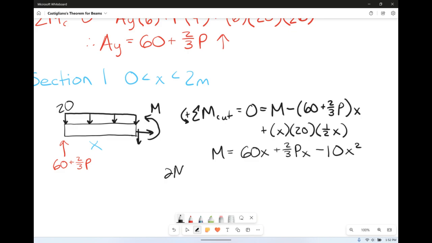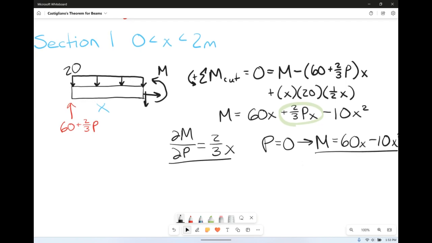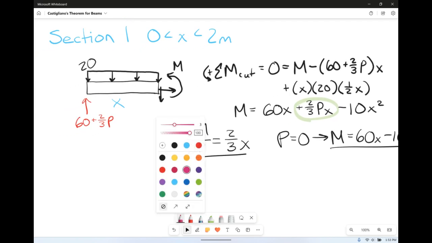So del M, del P, you've got one P term right there. So we're going to get 2/3 of X for del M del P. If we set P equal to 0 and solve for M, we're going to get 60x minus 10x squared. It is the same because the actual given system's loading never changed. So, shocker, that one is the exact same as it was before.